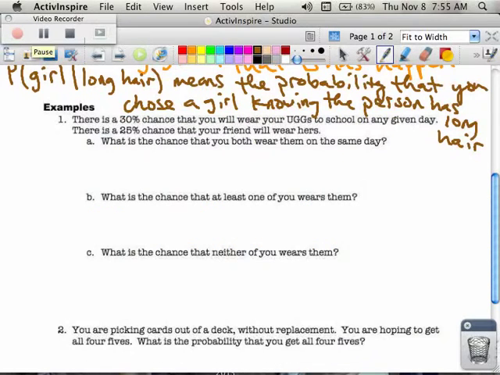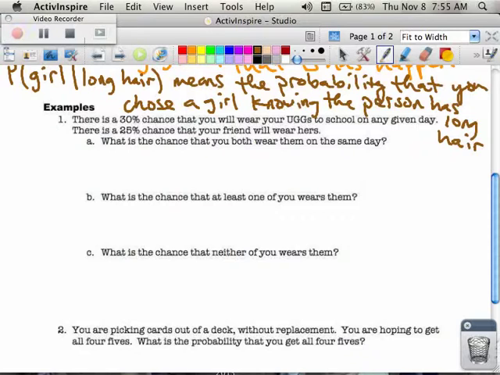When you're doing this probability stuff, sometimes a tree diagram is a very good way to see things. So in this next problem, they tell you that there's a 30% chance that you're going to wear your Uggs to school on any given day. And based on some of the things I see, that's true. And there's a 25% chance that your friend's going to wear hers. So what's the chance that you both wear them on the same day?